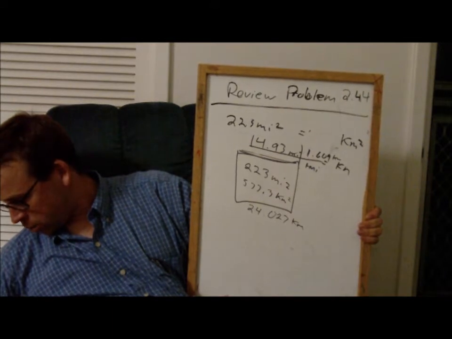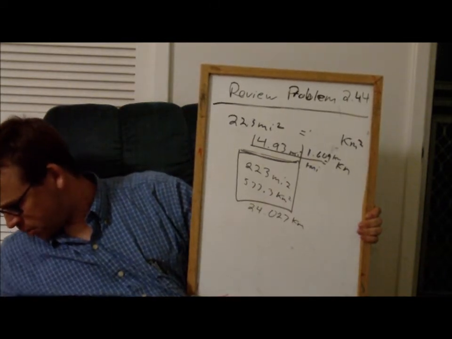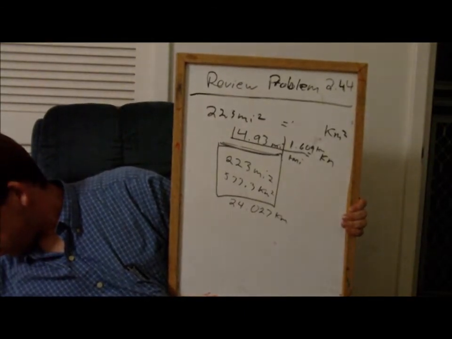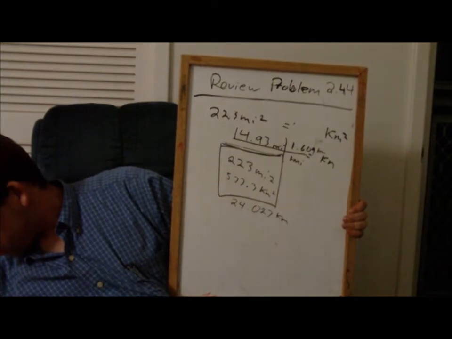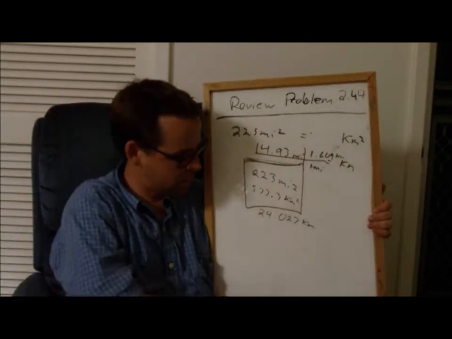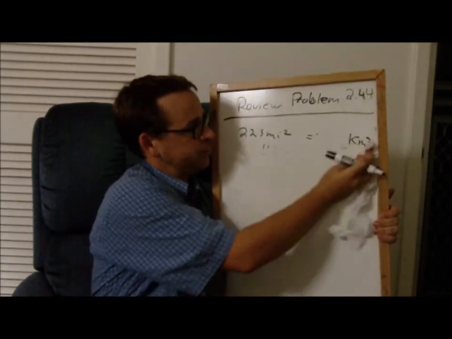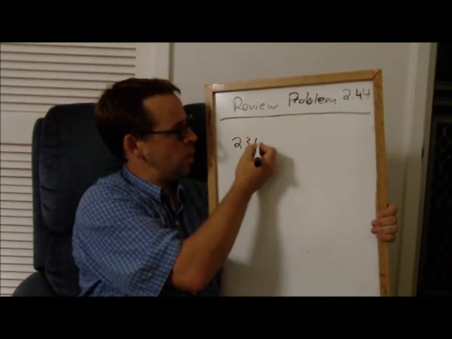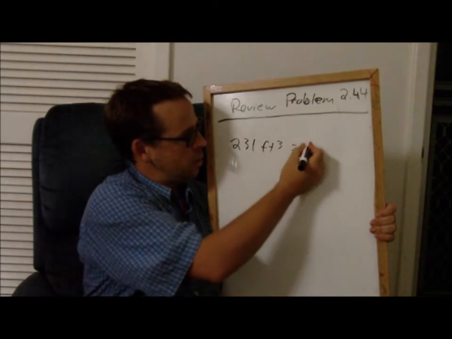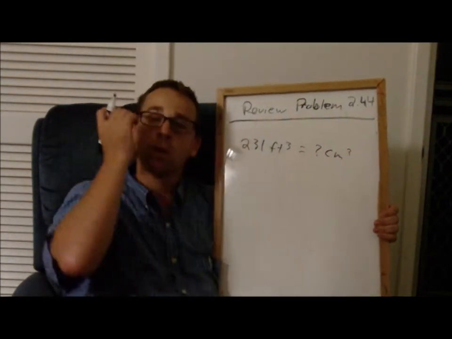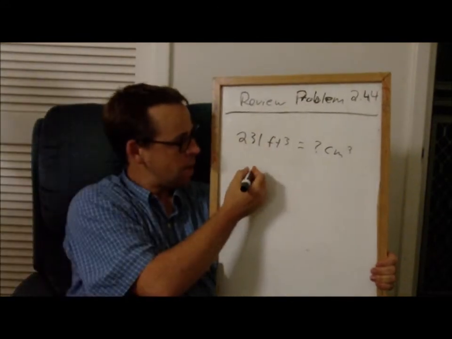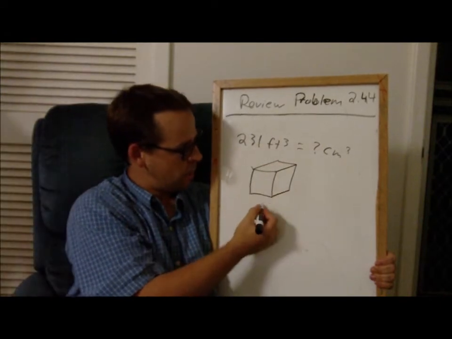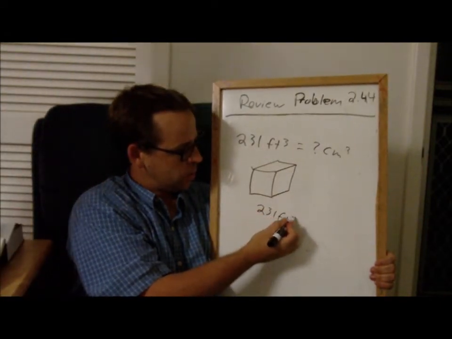That's 244B, 244C. 231 feet cubed is how many centimeters cubed? 231 feet cubed is how many centimeters cubed? Okay? So, same thing. This time I have a cube, a cube which has a volume of 231 feet cubed.